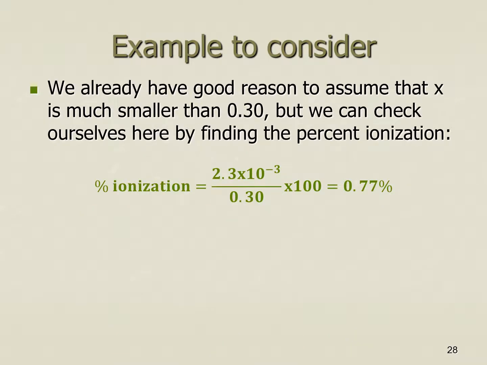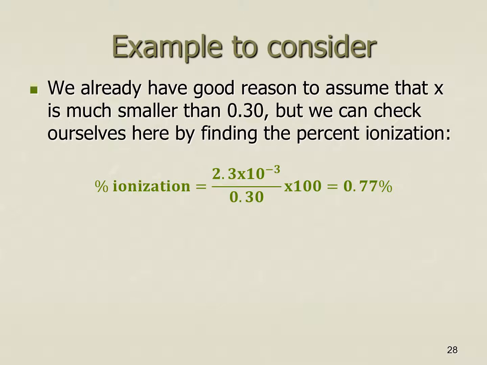All right, now we already used our simplifying assumption, which is a good enough reason, as long as you explain at some point during the problem why you did it or how you came across it. You can use it. But let's just check ourselves to see if that 0.3 is negligible. If you take the x, 2.3 times 10 to the minus 3, divide it by the 0.3, our initial concentration, times 100%, we get the percent ionization, which is 0.77%.